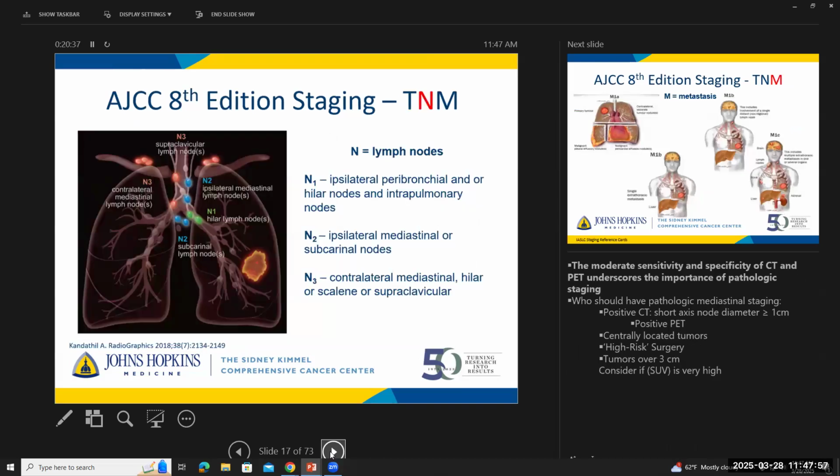The N stands for nodal metastases or lymph nodes. We use the classification of N0, which means no lymph node involvement, N1, which means same side lymph node involvement within the intrapulmonary nodes. N2 means same side, but now they're in the mediastinum or the subcarina. And N3 means contralateral or opposite side. And this is relative to the tumor, right? So if I have a right-sided tumor and I have lymph nodes on the right, that's ipsilateral or same side. If I have a right-sided tumor and I have left-sided lymph nodes involved, that's contralateral.